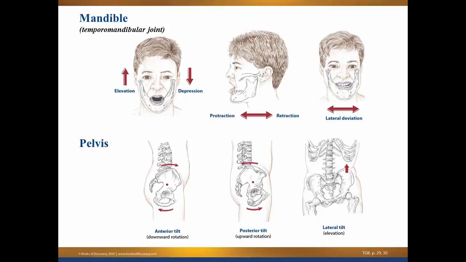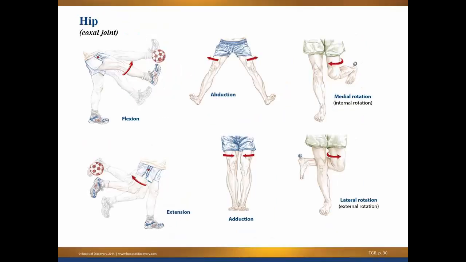Any guesses to the muscle that was most likely involved in one-sided elevation or a lateral tilt to the pelvis? Oh, yes, the initials are the QL. Yes, the quadratus lumborum. Good job. As I mentioned before, repetition helps with learning. And so here we are at the hip joint, also known as the coxal joint.